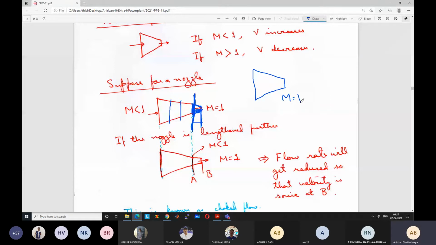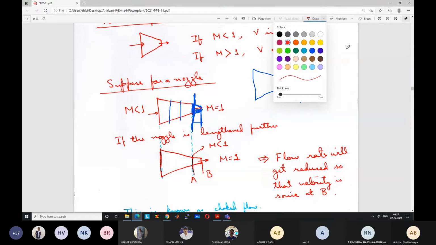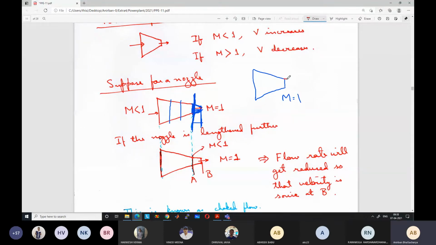So I am saying, what should happen now if the length is increased. Okay, I am increasing the length of the nozzle like this. Now this is also a convergent portion, this extra length that I have created. Okay, but the Mach number was already 1 here.